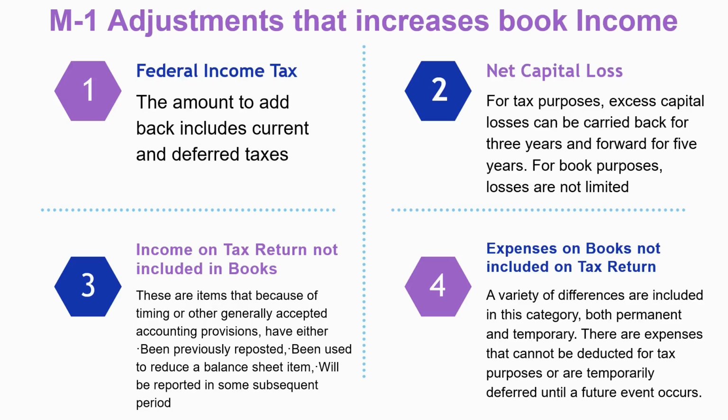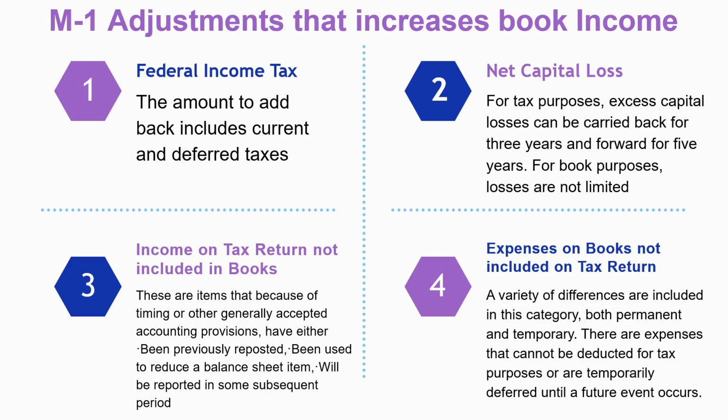So basically M1 adjustments can be divided into two categories. M1 adjustments that increase book income and the other ones which reduce book income. So let's understand the adjustments that lead to an increase in book income. The first one is federal income tax. As shown in the corporation's profit and loss statement, Schedule M1 begins with the net income per books after subtracting income tax expenses. The amount has to be added back, which includes both current and deferred taxes.